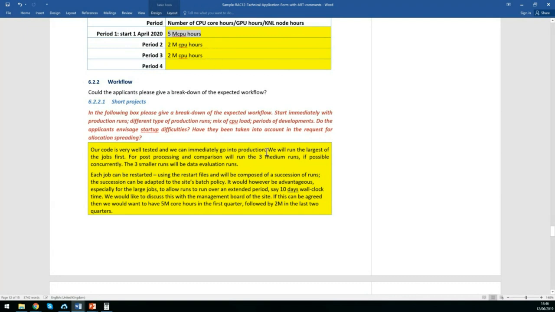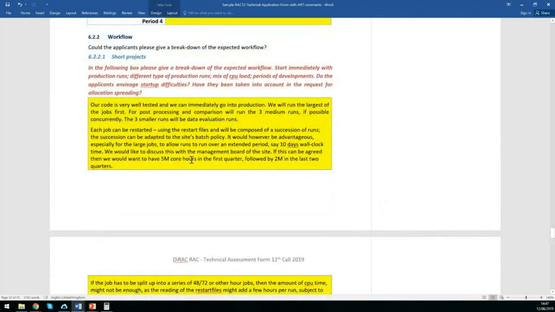In this case, I said we can immediately go into production, and the largest application would be done first, and we would like to do that one in the first quarter. For post-processing and comparison, we will run three medium runs concurrently, and then three small ones. So then I describe how the job is being run within the batch queue environment. It can be restarted using the restart files, and it will be composed of successive runs. The succession can be adapted to the site's batch policy.